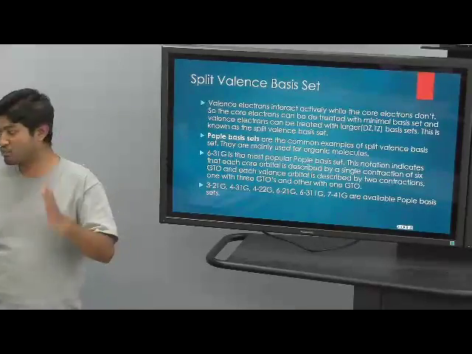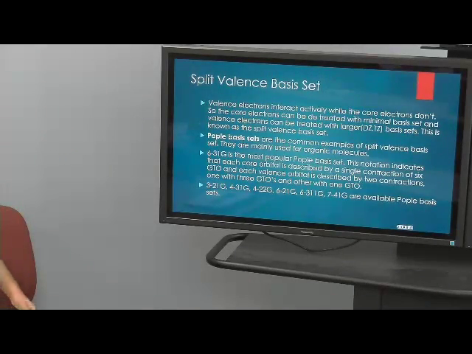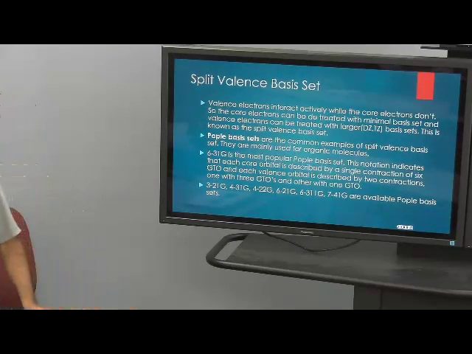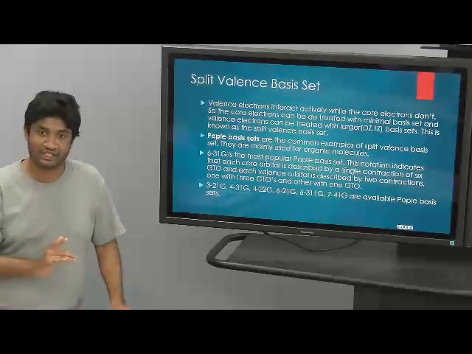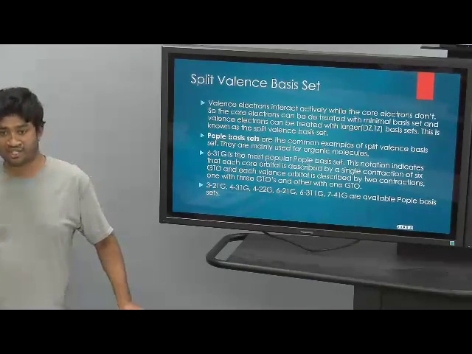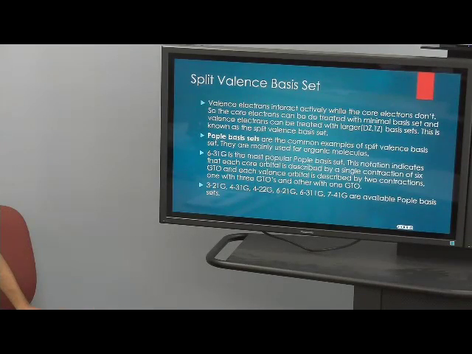Pople basis sets are the most common type of split valence basis set, and 6-31G is the most popular Pople basis set. The notation indicates that each core orbital is described by a single contraction of 6 GTOs, and each valence orbital is described by 2 contractions. One is with 3 GTOs and the other with 1 GTO.